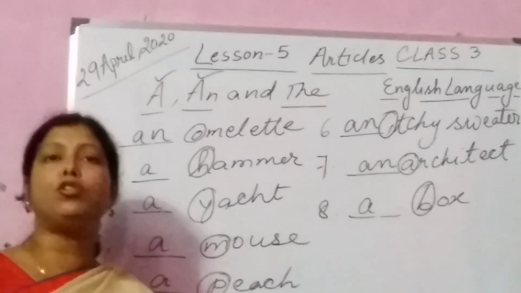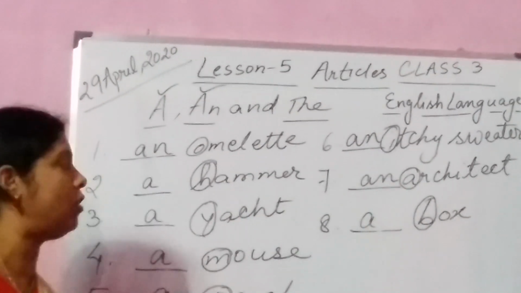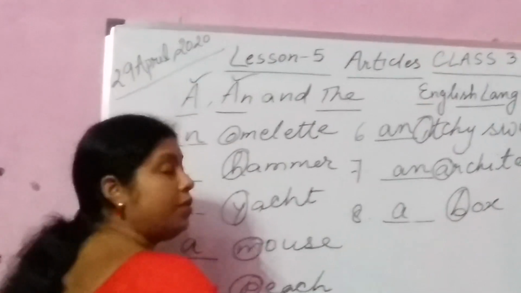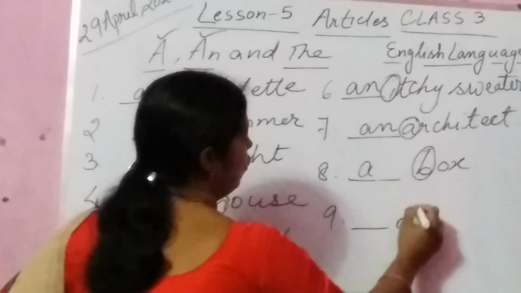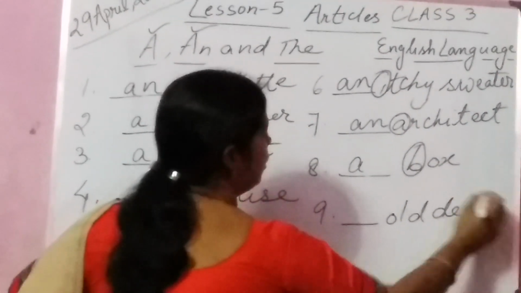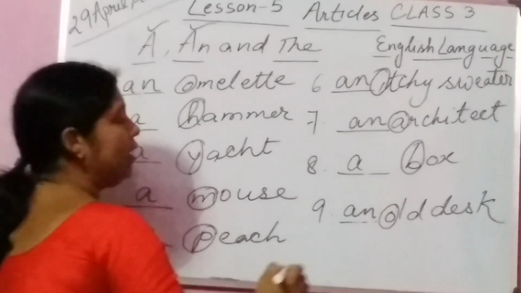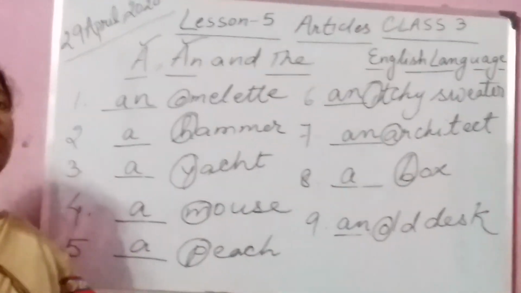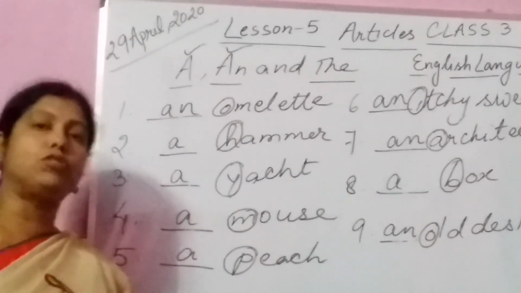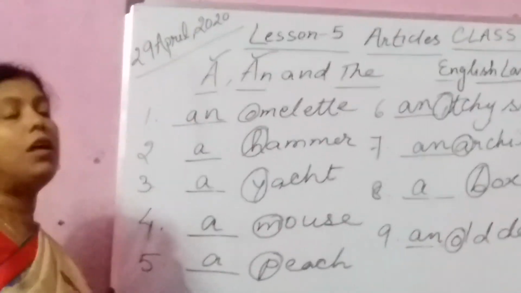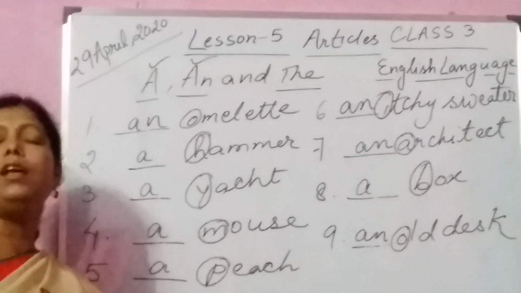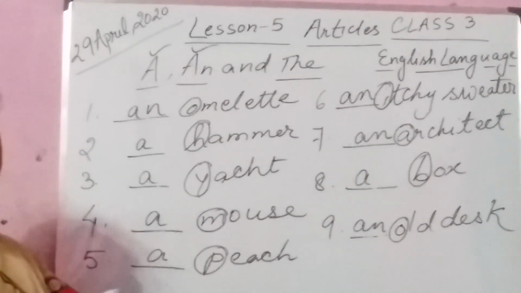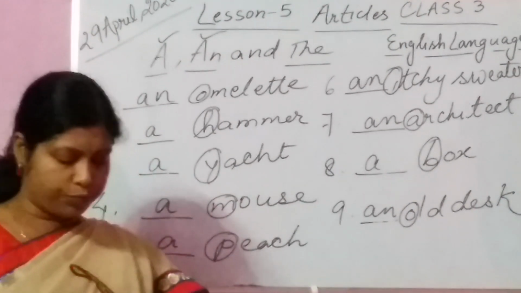Please see the sound here also. After some time I am going to teach you about the sound, that is the vowel sound and the consonant sound. Now you see here, this one is a consonant, so we are writing here a box. Number nine is dash old desk. So this one is a vowel. So we are going to write an old desk. Okay, children. Now one thing is clear, that these are all singular countable nouns. Before the word which is starting with a consonant, we are using a, and before the word which is starting with a vowel, we are using an. Okay. Now till here it should be clear to you.